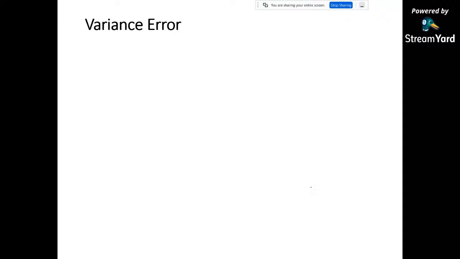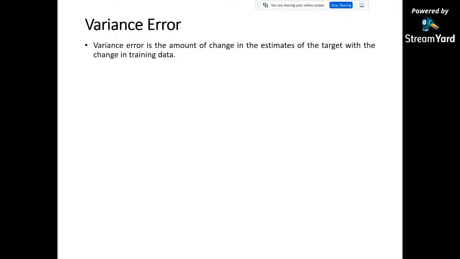Next, what is variance error basically? Variance error is the amount of change in the estimates of the target with a change in training data. Suppose you have trained a model and you're ready with it, and now you make some change in your training data, maybe you get another sample. How is your trained model behaving? Has it properly learned the new features or new behavior coming in that next sample, and is it able to predict the result correctly without training it further? If it is not the case, then variance error occurs.